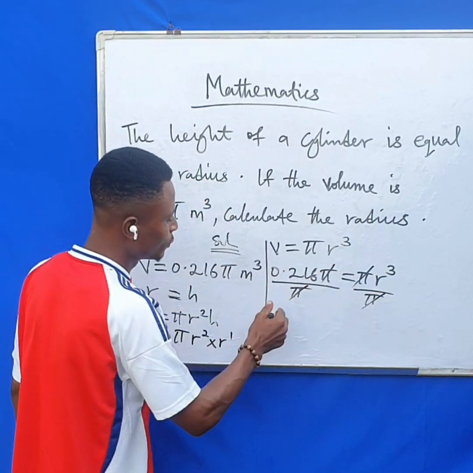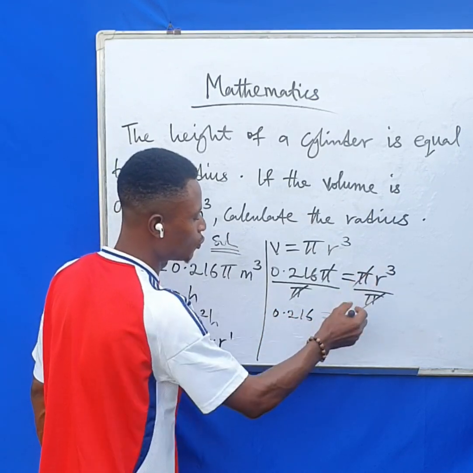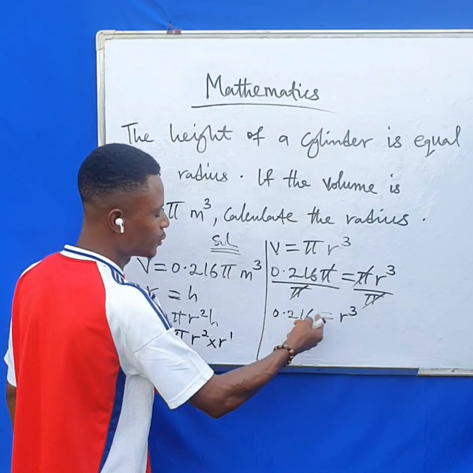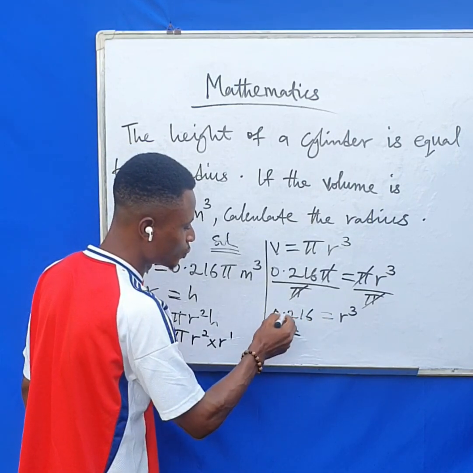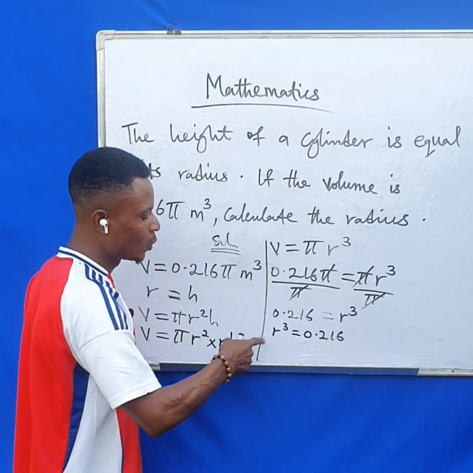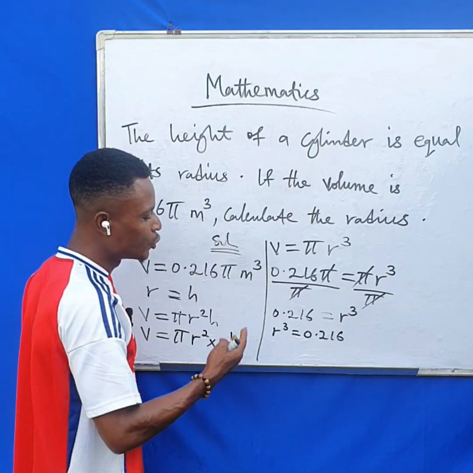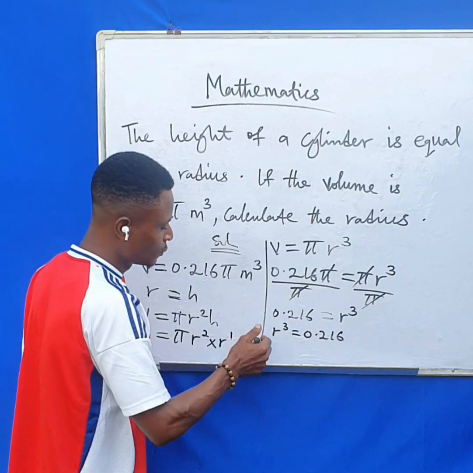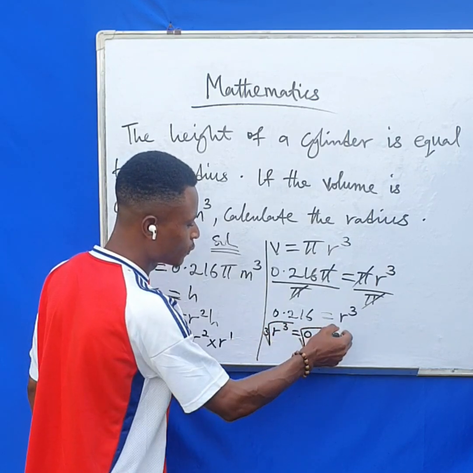And we're left with 0.216 equals r cubed. This is the same thing as rewriting it this way: r cubed equals 0.216. We are looking for r, not r cubed. So what we are going to do is take the cube root of both sides so that we can get rid of this power 3 here.